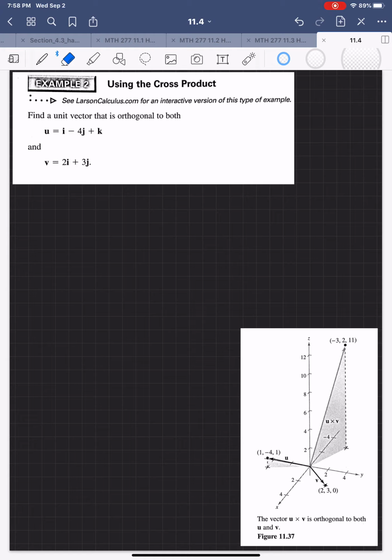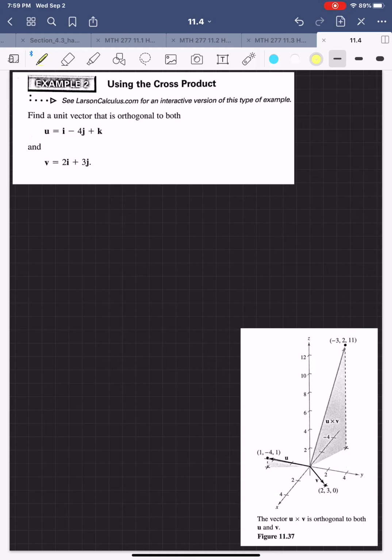So example 2, let's see what they ask of us. It says find a unit vector, so we want a unit vector, meaning magnitude of 1. And they want this vector to be orthogonal to the following 2 vectors. So right now, let's play some word association. When you read find a vector orthogonal to 2 other vectors, you should immediately be thinking cross product.